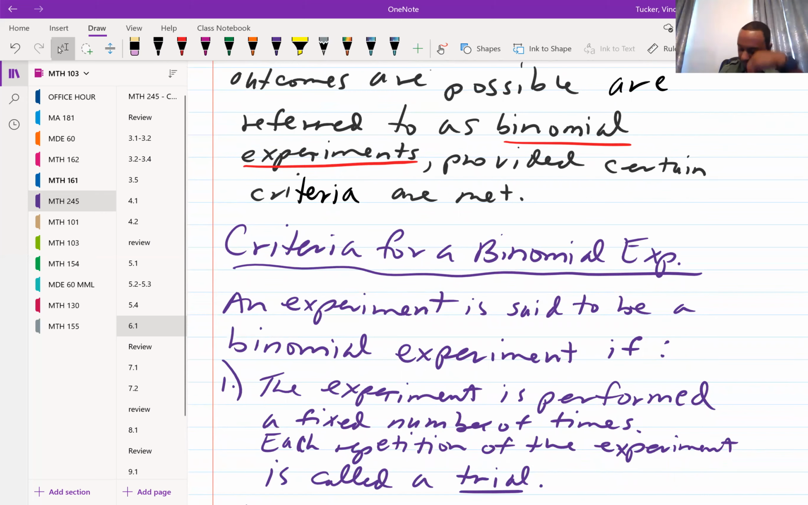Trials need to be independent. That means the probability of one does not affect the probability of another one occurring. For each trial, there are two mutually exclusive outcomes. In other words, they don't have anything in common. You can't miss and make the shot at the same time. You either miss or make. So they have to be mutually exclusive.